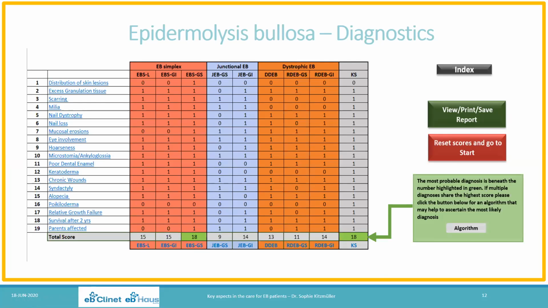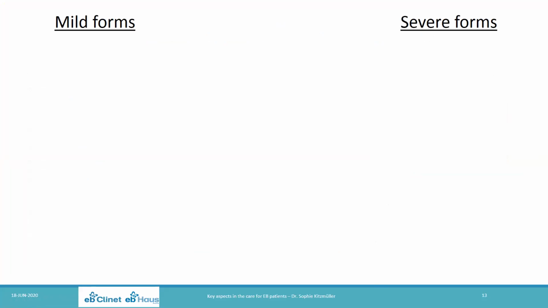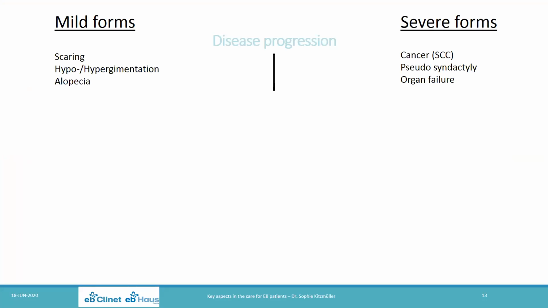So after you have the diagnosis, of course, what comes up is all the care questions associated with this diagnostics. So there are a lot of different issues that have to be dealt with when caring for patients with EB. But I tried to summarize at least some of them, and parted them for milder forms and more severe forms. And the first thing that you have to think about is, how is this disease going to progress over time?